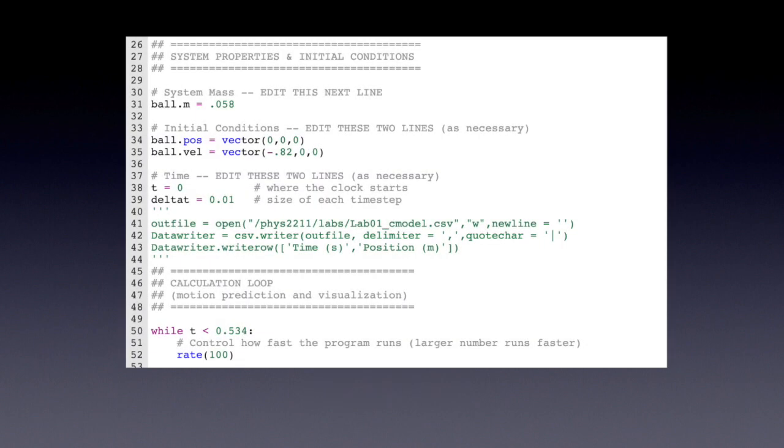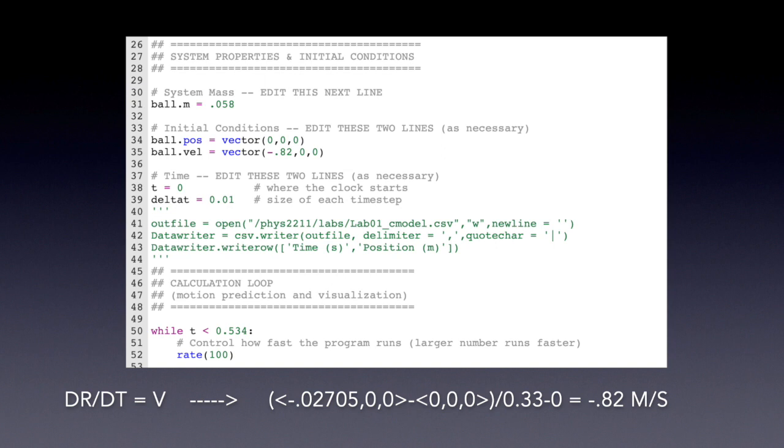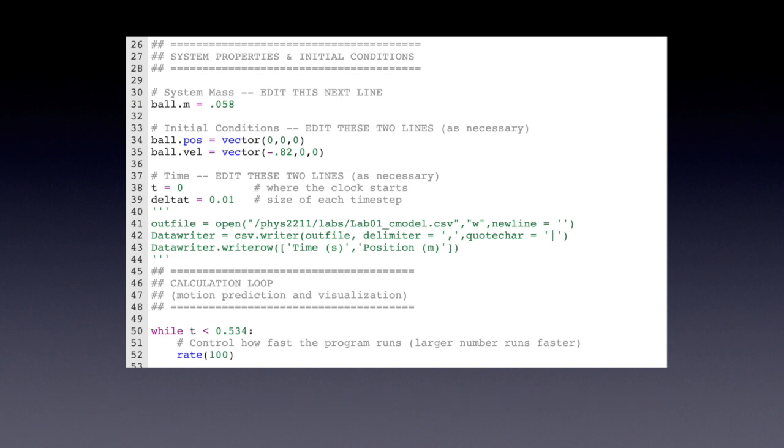Using my first 2 points from the Tracker data, I was able to calculate a constant velocity of 0.82 meters per second in the negative x-hat direction that I would be able to use for my computational model. I extrapolated this to a final time of t equals 0.534, which is the length of my observed motion in my real-life Tracker model.